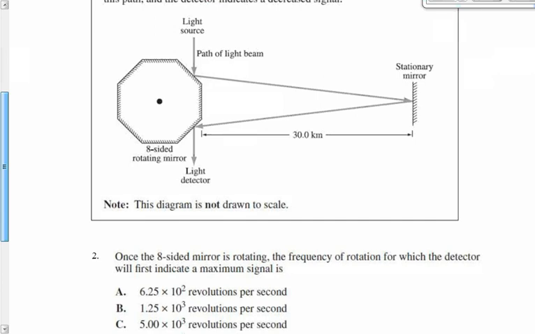Okay, every time we see one of these questions, we start off with two equations: v equals d over t, and T is equal to 1 over f. This is the time for 1/8 of a rotation. This is the time for one complete rotation. We start plugging numbers in. The speed of light is 3 times 10 to the 8. The distance is 60,000 meters, not 30 kilometers, 60,000 meters. And we solve for the time here.